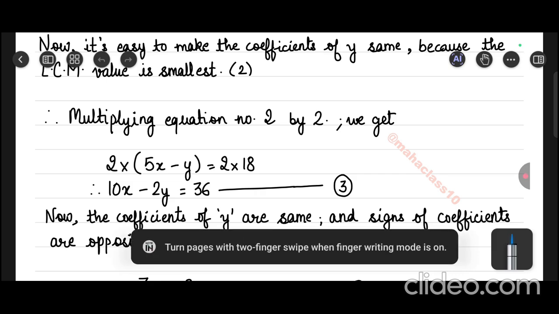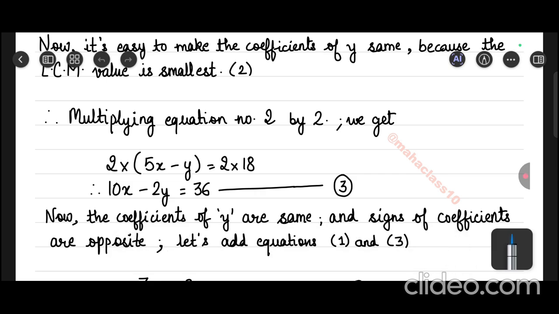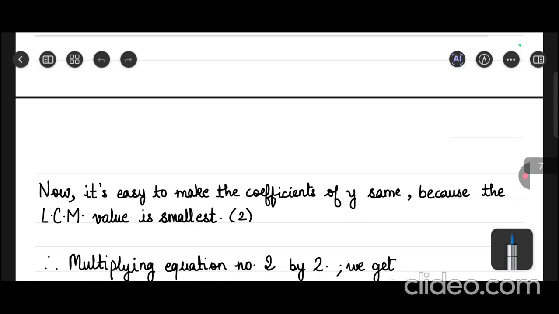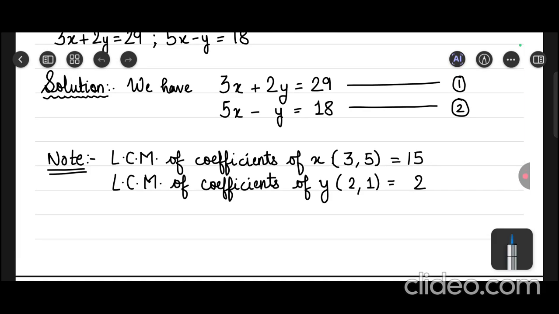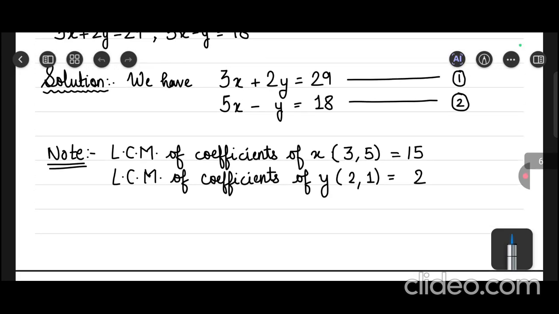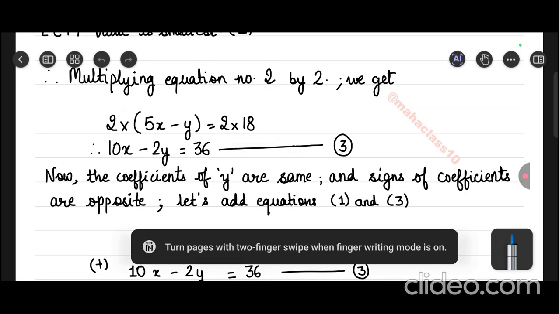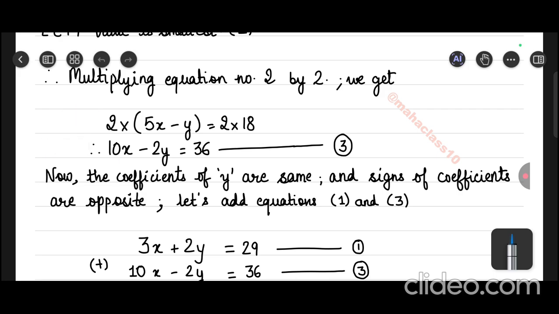Now multiplying equation number 2 by 2. Why multiply equation number 2 by 2? Because we have to make the coefficient of y as 2 as per LCM. So we have 5x minus y equals 80. We will multiply 2 on both sides. So we get 2 times 5x minus y equals 2 times 80. So our equation changes to 10x minus 2y equals 36.